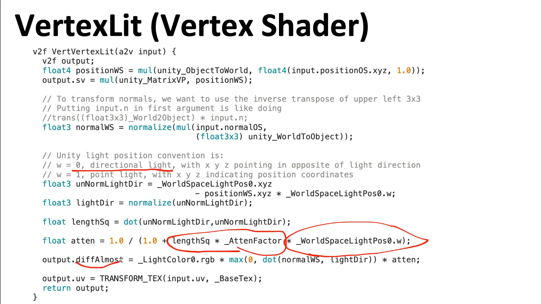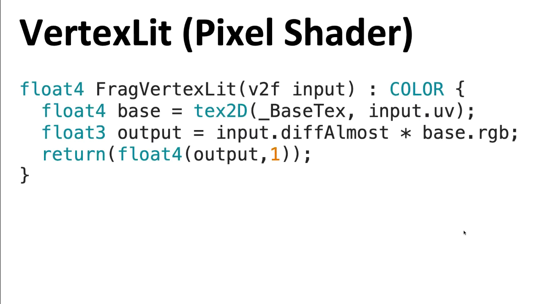This diff almost is something I want to pass into the pixel shaders through the interpolation hardware that makes all these little pixels and interpolates the values that are coming in. And also, I just want to pass along the texture coordinate. So for per vertex lighting, the pixel shader is fairly simple, as you would expect it to be, because most of the work is happening in the vertex shader.